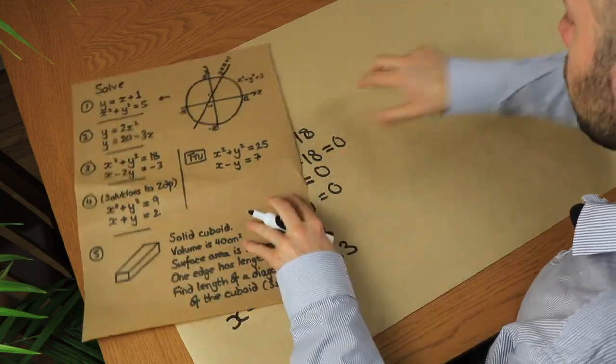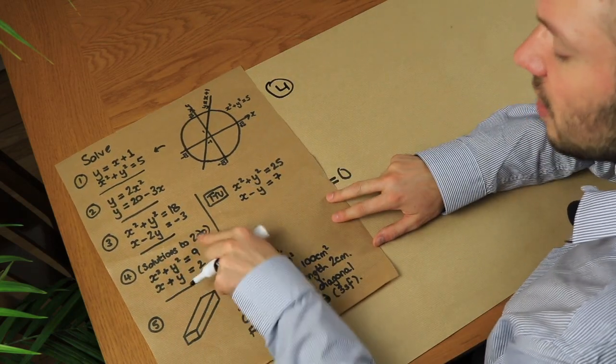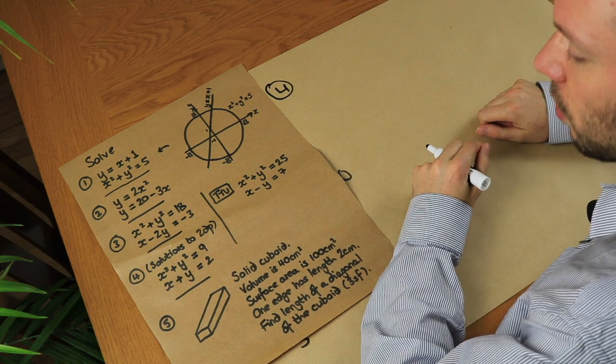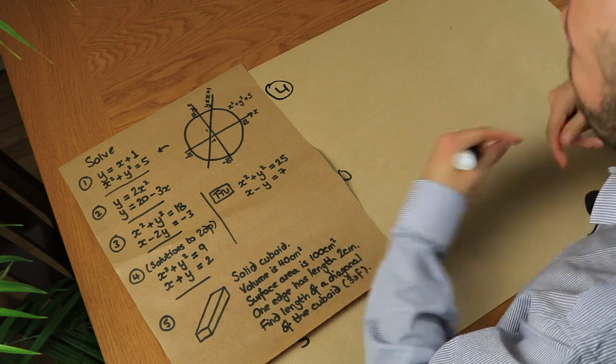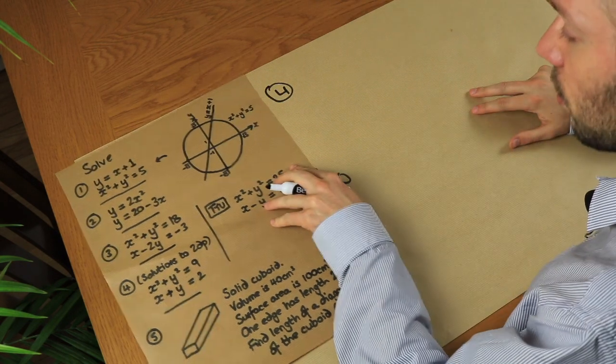Let's do question 4. Now there's a hint here about what method we're going to have to use. It says solutions to 2 decimal places. Now that suggests that you're not going to be able to factorize whatever quadratic equation you get. And what other method do we know for solving a quadratic equation which doesn't factorize? Well, we've got the quadratic formula.